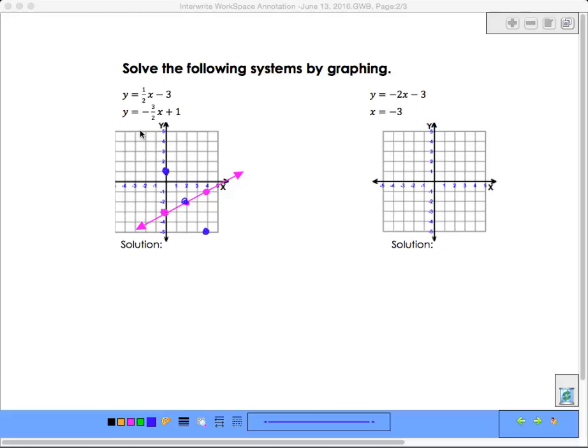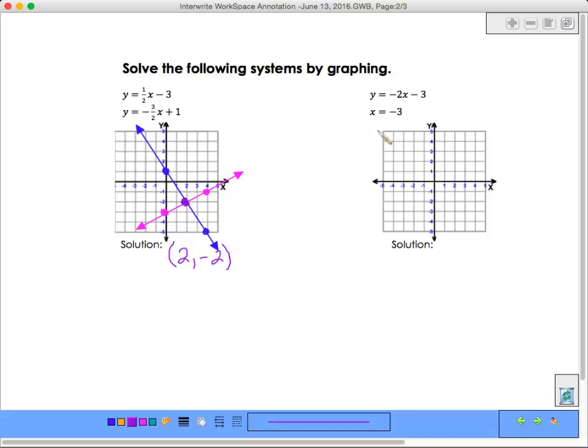And then we connect our dots. Put our arrows on the end. Okay. And we can see that these two lines cross right here. So our solution is where they intersect, where they cross, which is right here at 2, negative 2. Okay, remember it's x, then y.